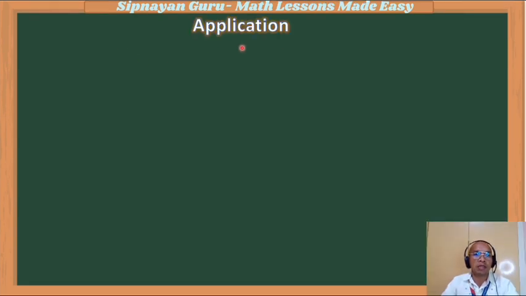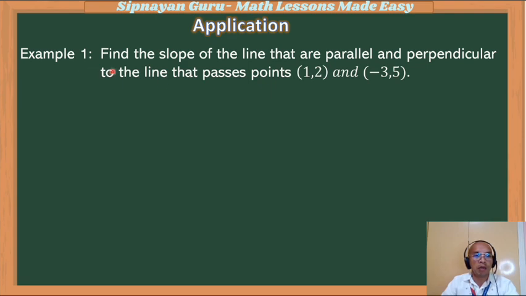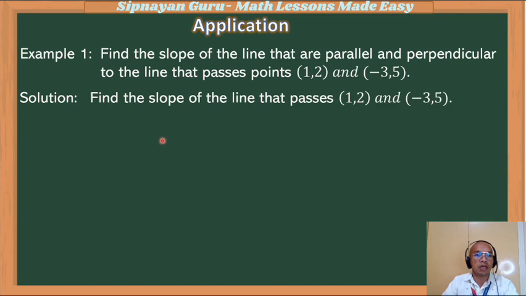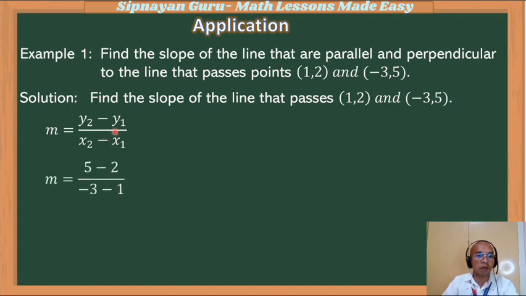Let's apply our understanding of the lesson in solving the following problems. Example number 1: find the slope of the line that are parallel and perpendicular to the line that passes through points (1, 2) and (-3, 5). First, to determine the line that is parallel or perpendicular to the line that passes through these points, we need to know the slope of that line. So to find the slope, we will use the slope formula.